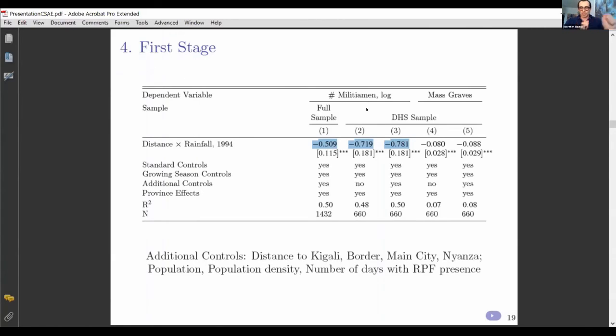Now, to argue that this is really picking up the external guys, I also find a strong negative effect when I look at mass graves. Mass graves are where the external militia, the National Army, was likely active, because those were the ones with grenades and machine guns that created huge massacre sites. Okay, I'll show you later on that I also have variation in the local perpetrators. There is no effect on mass graves there, something we wouldn't expect.